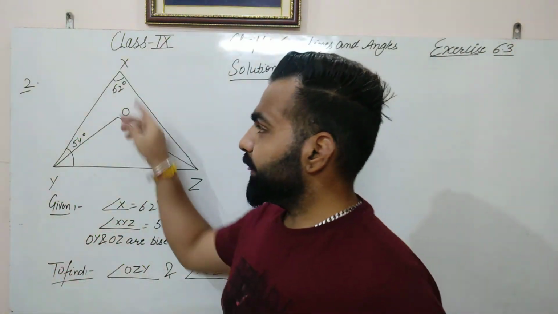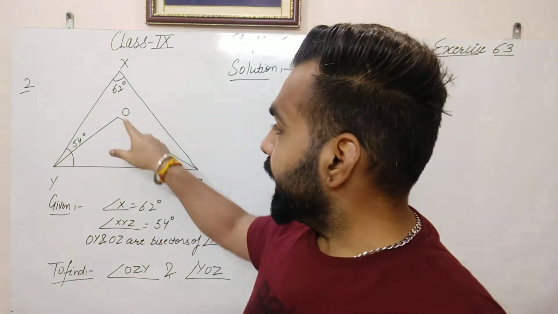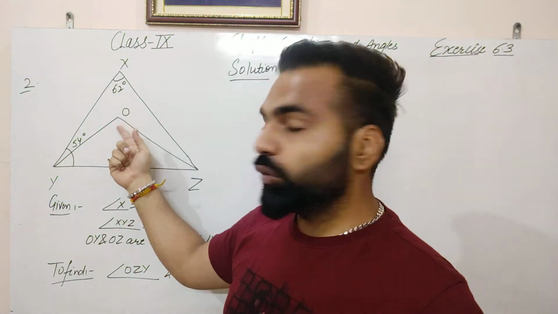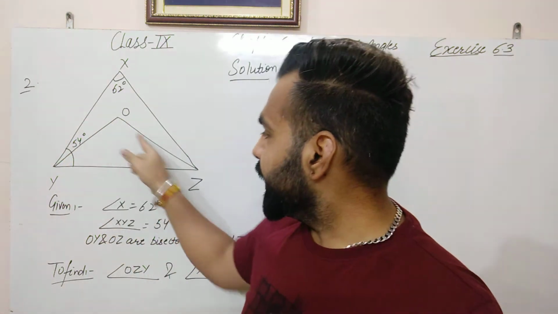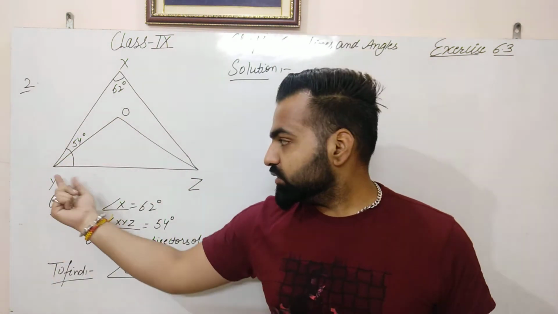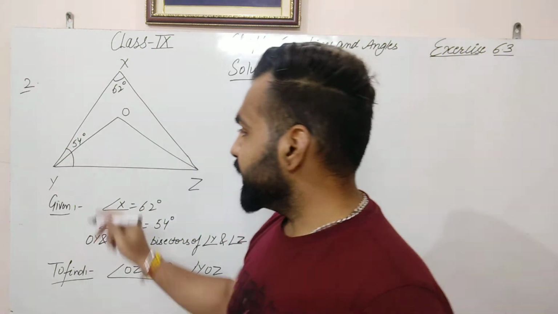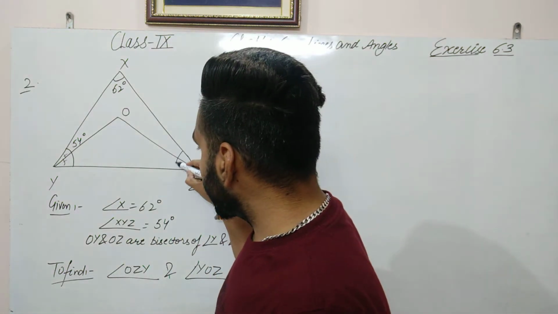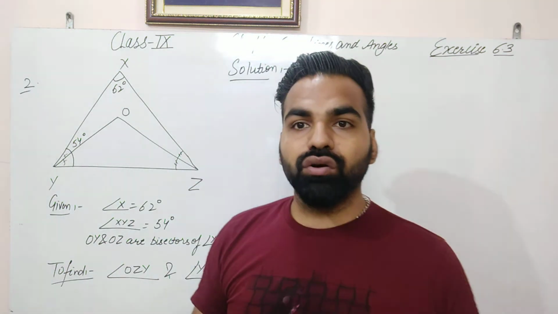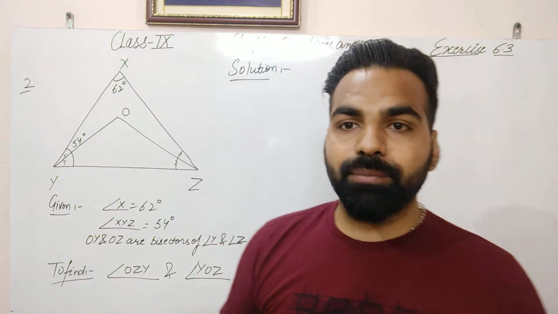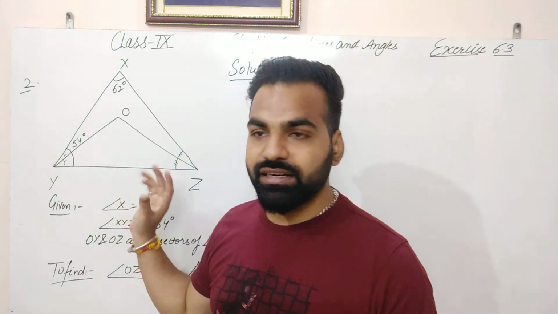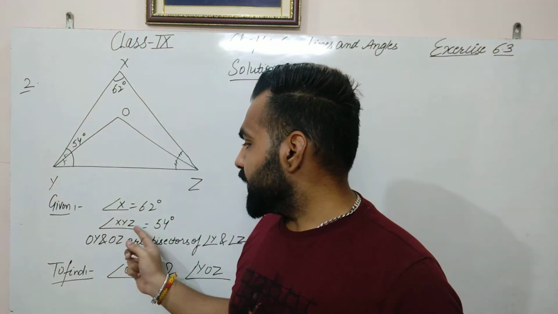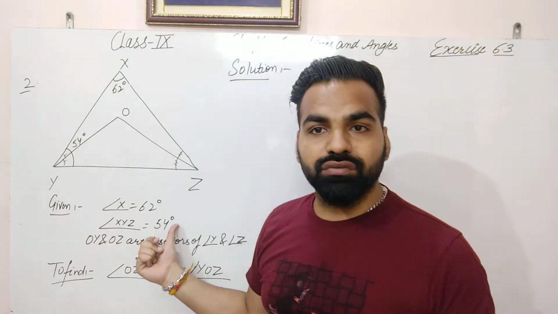See the figure here. There is a triangle XYZ, and there is a point O which lies inside this triangle, such that OY and OZ are the bisectors of angles Y and Z. So we can see that these two parts are equal, and these two angles are equal because OY and OZ are the bisectors of angles Y and Z respectively. Angle X is known here, 62 degrees. Angle Y, that means angle XYZ, is known, 54 degrees.